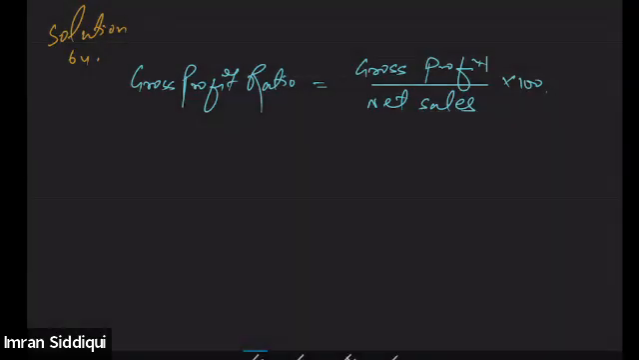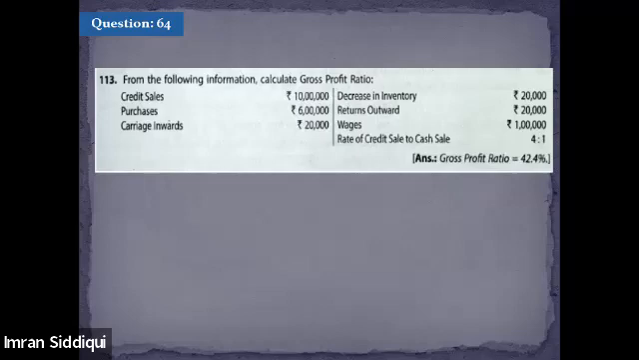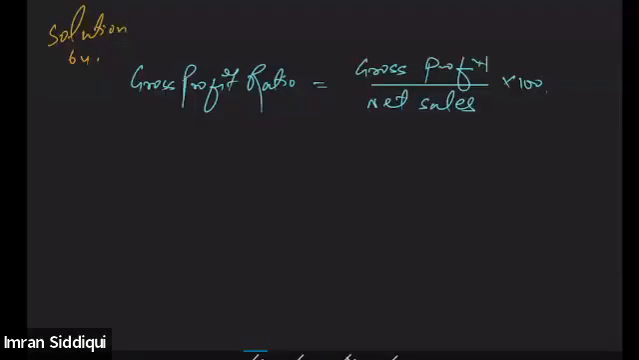Okay, now let's find out whether gross profit or net sales is directly given in the question or not. Neither the gross profit nor the net sales is directly given. However, the credit sale is given, and the last item in the question is that the ratio of credit sale to cash sale is 4:1. Apart from these, purchases, carriage inward, decrease in inventory, return outward, and wages are also given. First of all, let's try to find out the net sales or the gross profit. Okay, let's start with the cost of goods sold.